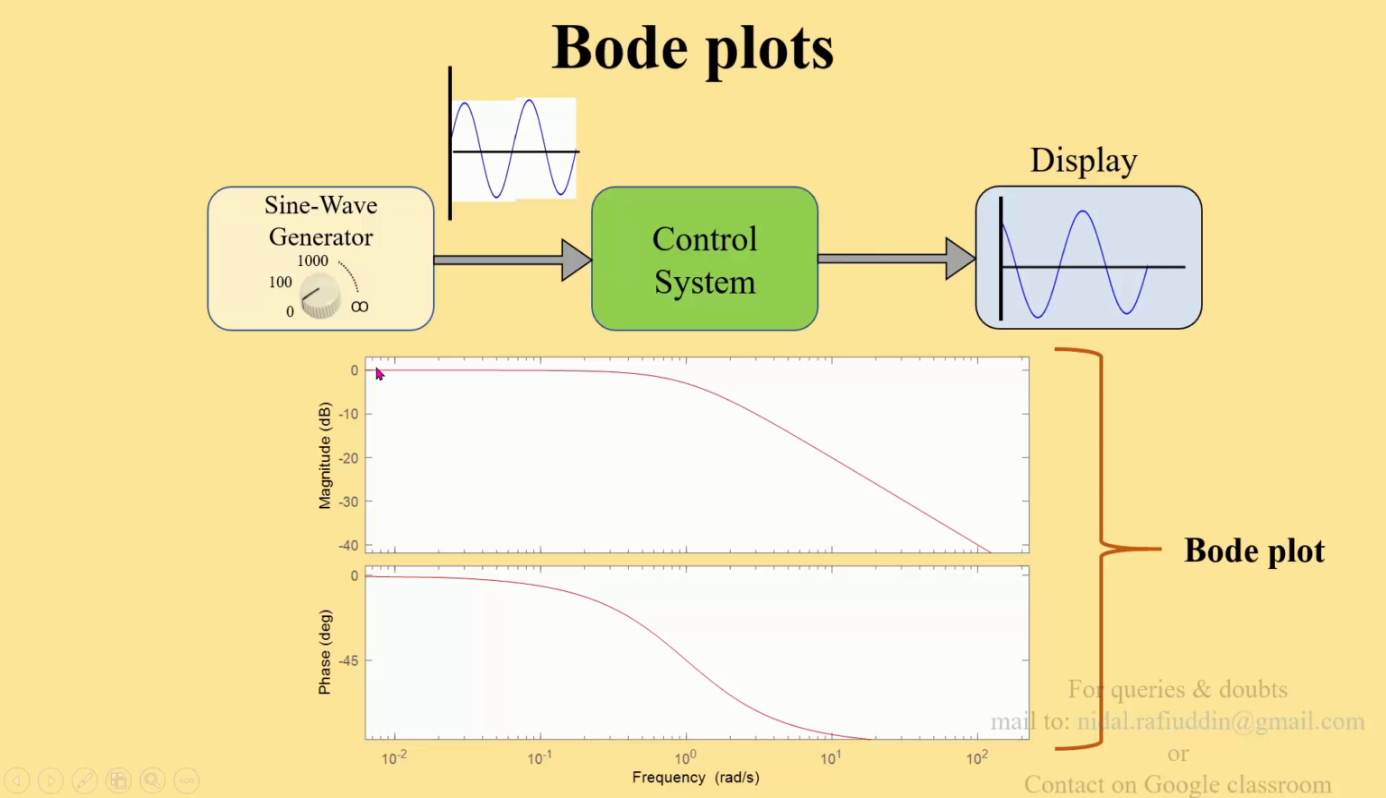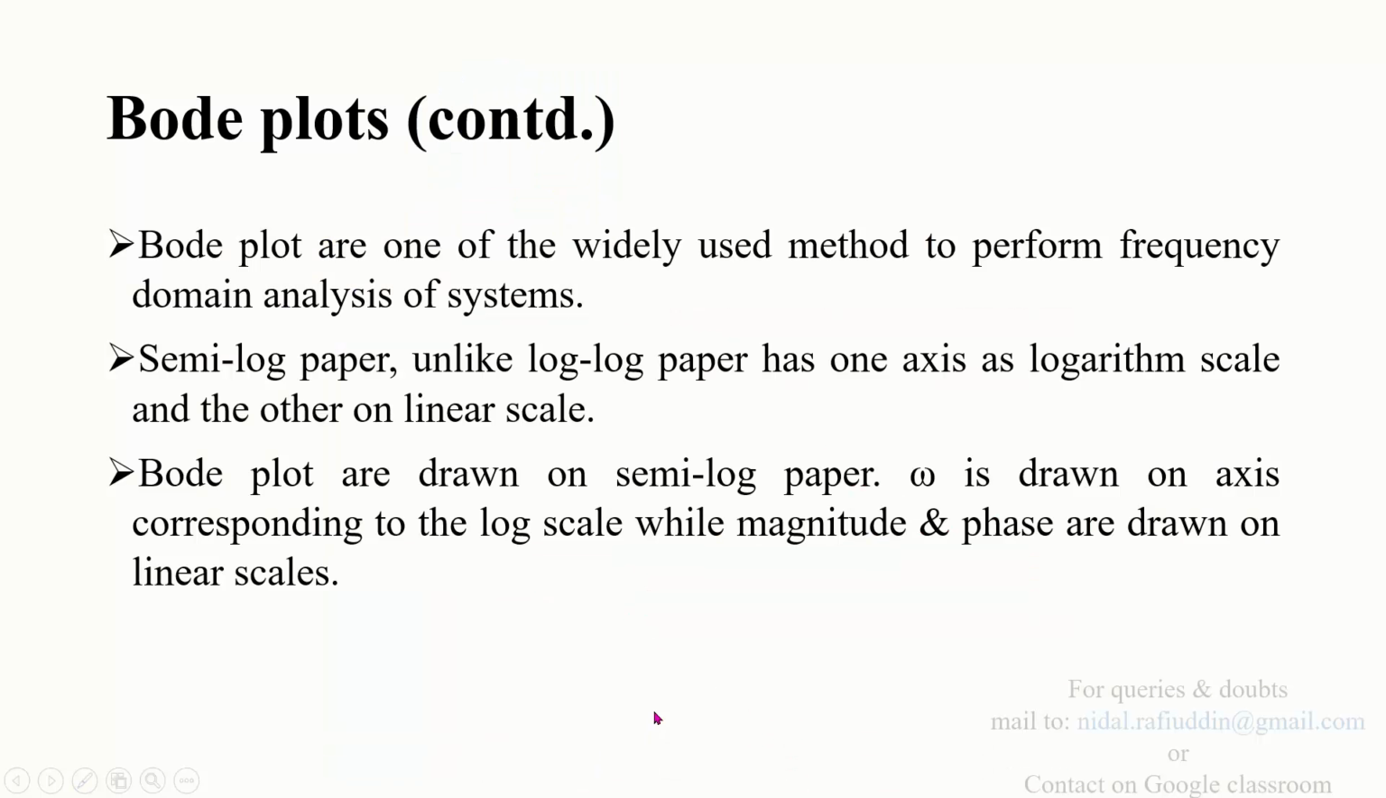While on the y-axis, you will see that there exists a linear scale. So in a Bode plot, on the y-axis we'll be taking linear scales for marking phase and magnitude, while on the x-axis we'll be taking the logarithmic scale, and that will be representing omega or frequency in radians per second. So this is what it means: Bode plots are drawn on semi-log paper.